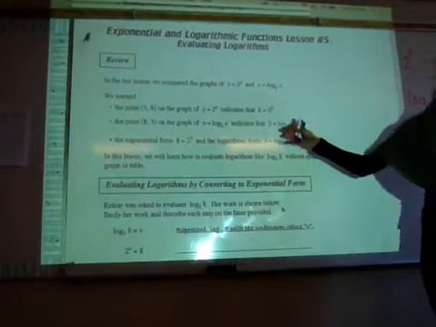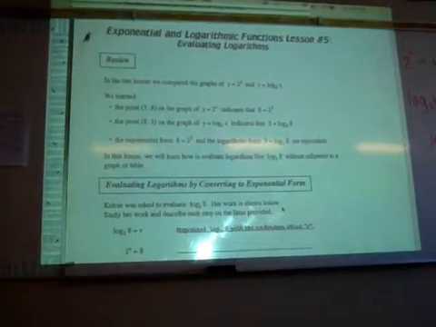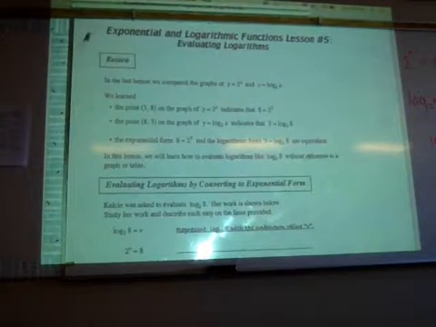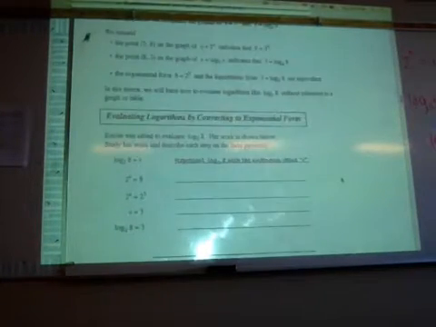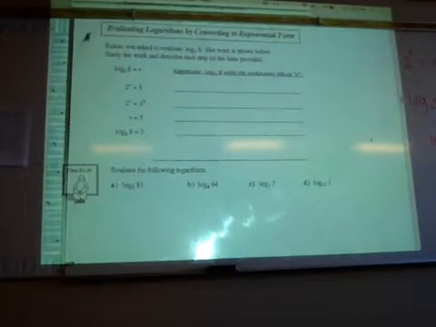Lesson 5 is basically looking at how to evaluate these logarithms. So the first part's just a bit of review, and we talked about that from lesson 4, so let's just skip forward to how to evaluate.